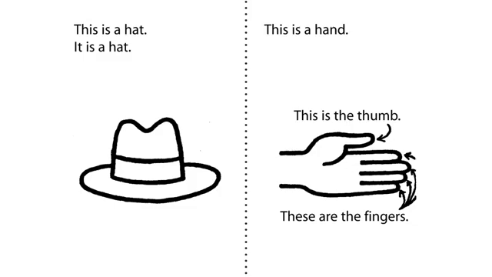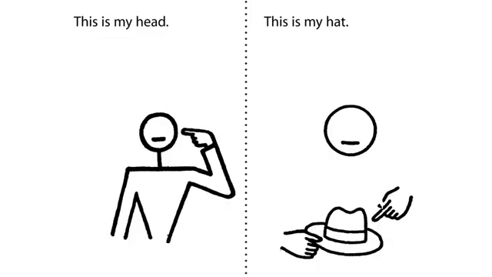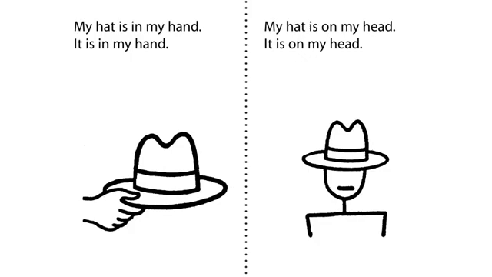This is a hand. This is the thumb. These are the fingers. This is my head. This is my hat. My hat is in my hand. It is in my hand. My hat is on my head. It is on my head.